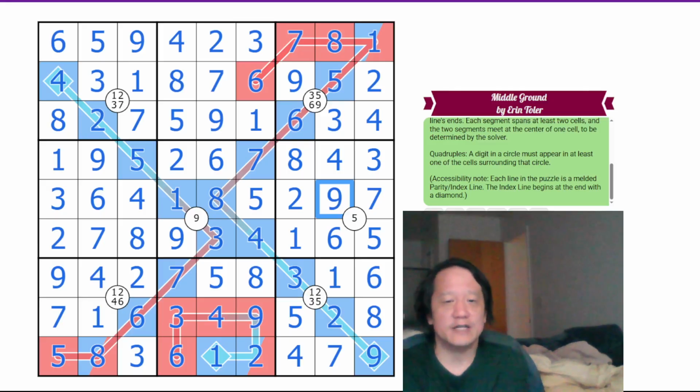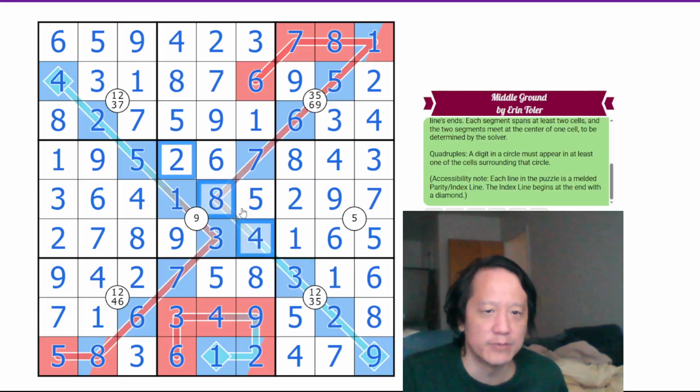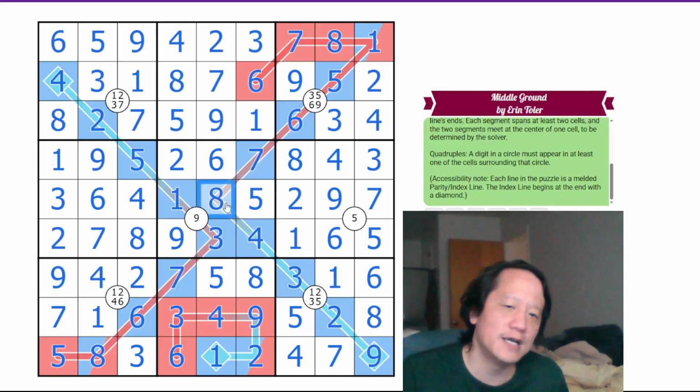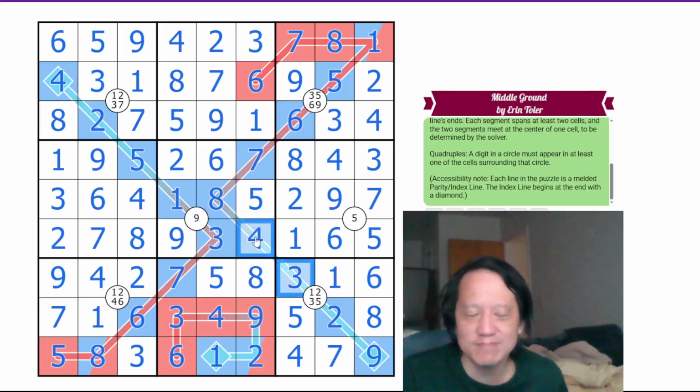Still pretty cool. I like the idea of melding the whole segments and stuff like that, and how the index lines interacted. And the first probably 2/3 of the puzzle was really cool. And then the last third was just like, okay, let's try this, let's try this, let's try this. And wasn't quite as fun, but it is what it is.